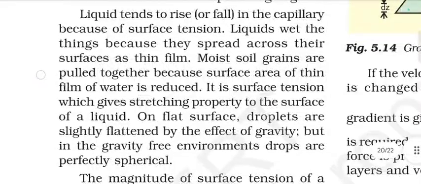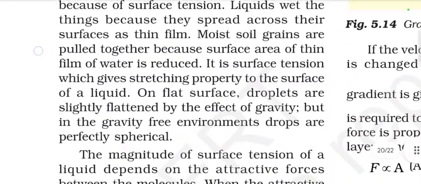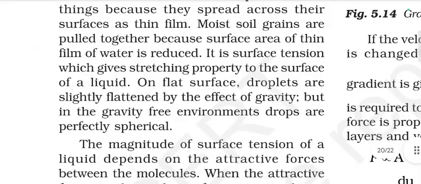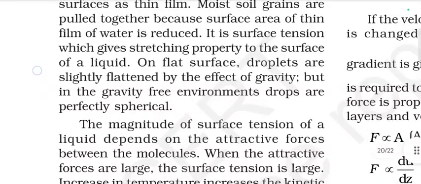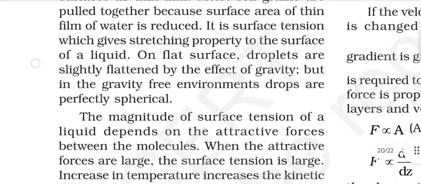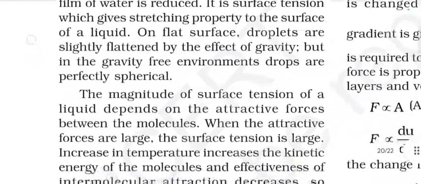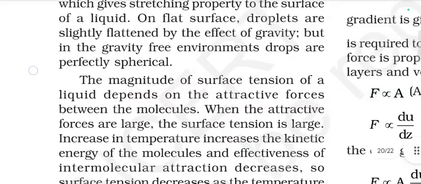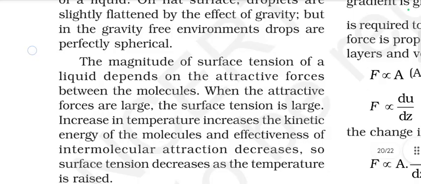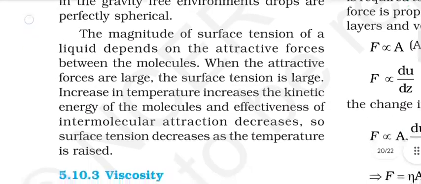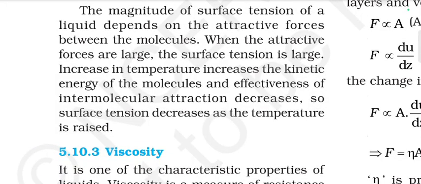Liquids tend to rise or fall in a capillary because of surface tension. Liquids wet things because they spread across their surface as a thin film. Moist soil grains are pulled together because the surface area of the thin film of water is reduced. It is surface tension which gives the stretching property to the surface of a liquid. On a flat surface, droplets are slightly flattened by the effect of gravity, but in gravity-free environments, drops are perfectly spherical.